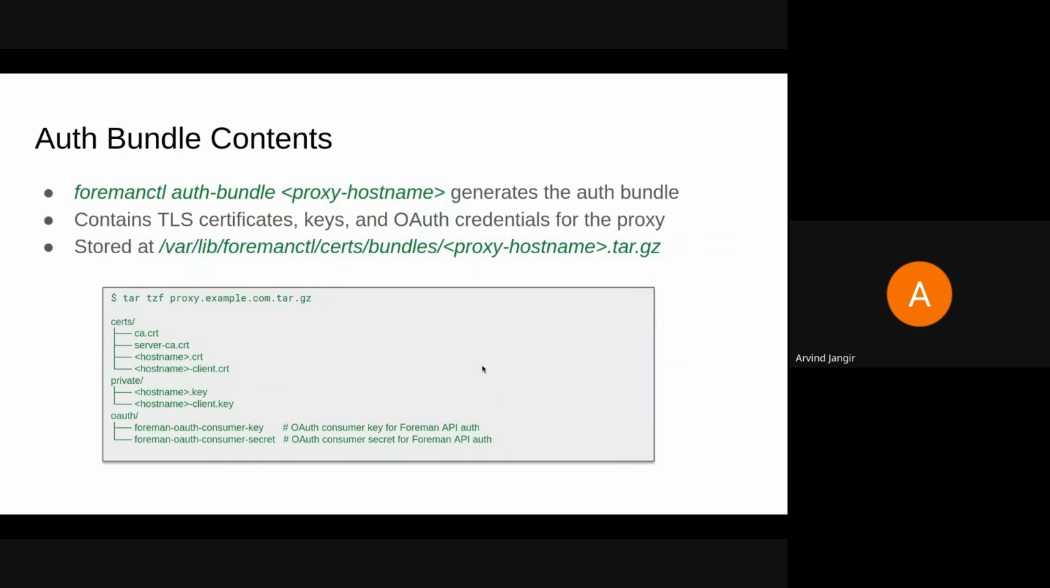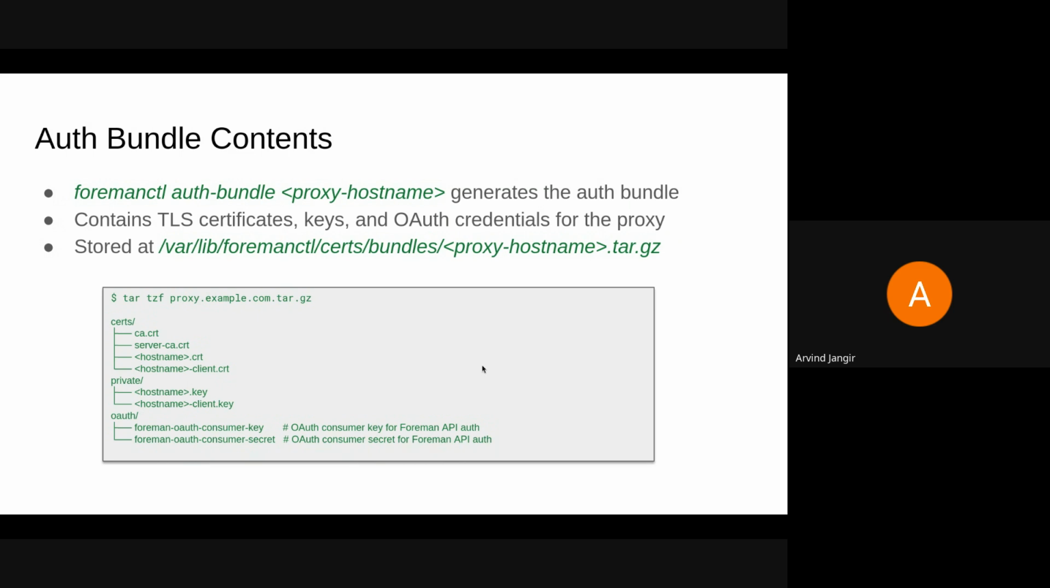Just a sneak peek into what is inside the authentication bundle. When you generate any authentication bundle, it is stored at a particular path, which currently is for foreman-ctl certs bundle and the hostname proxy. So it's a tar archive. If you unarchive that and see what's inside, you can see we have all the certs, the private keys, and also the auth credential inside it.